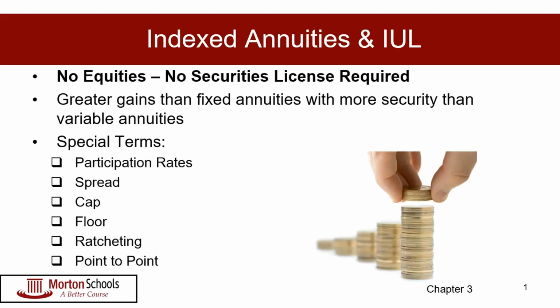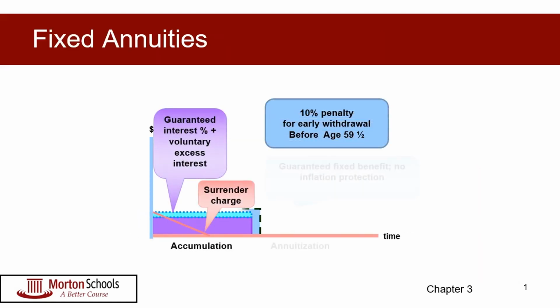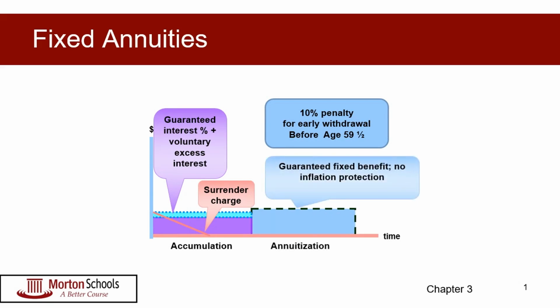Indexed annuities and indexed universal life policies, IUL, do not require securities licenses and offer greater gains than fixed annuities with more security than variable annuities. Key terms include participation rates, spreads, caps, floors, ratcheting, and point-to-point. Fixed annuities provide guaranteed interest rates and voluntary excess interest. However, they come with surrender charges and penalties for early withdrawal before age 59 and a half. They offer guaranteed fixed benefits but no inflation protection.